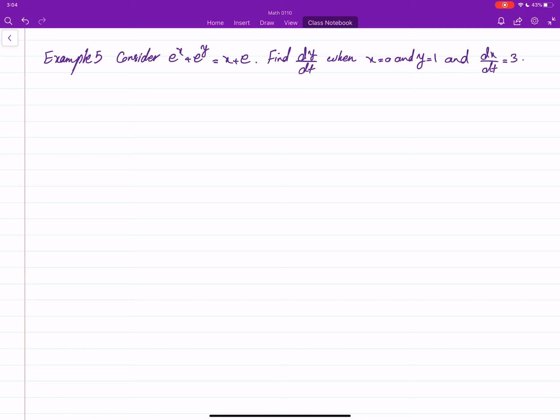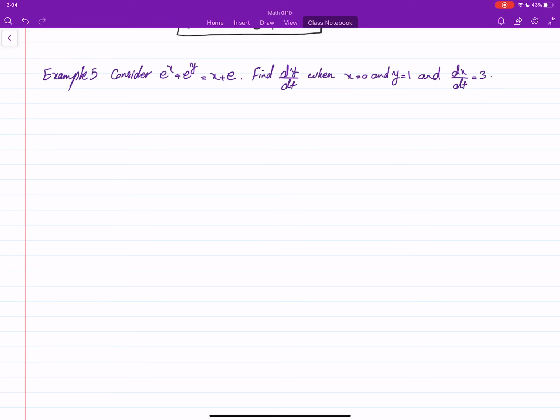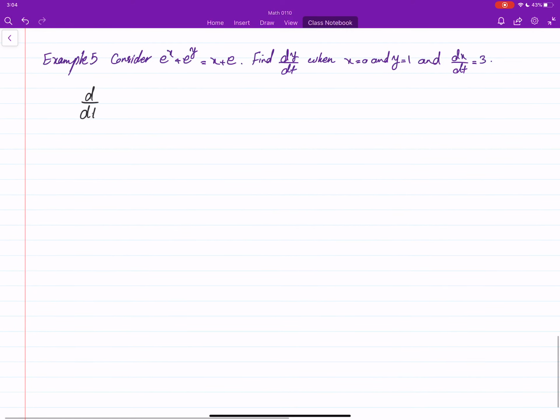Last piece here, we have x and y, two functions of t, and we have a relation, this equation in x and y. We have to find the related rates. So in the related rates also you differentiate both sides, but this time you have to differentiate with respect to t, the third variable. That's the difference between how we solve related rates and the implicit differentiation.